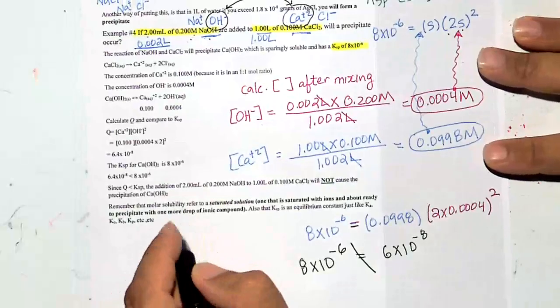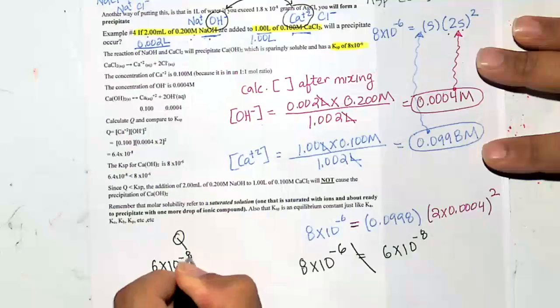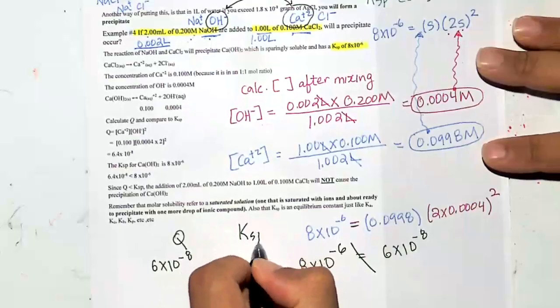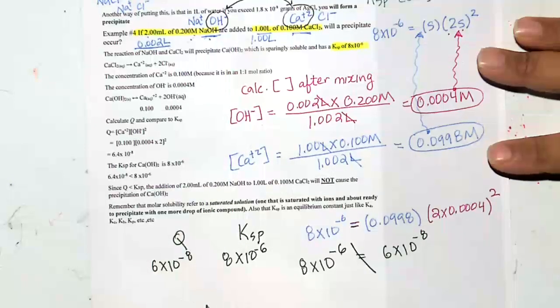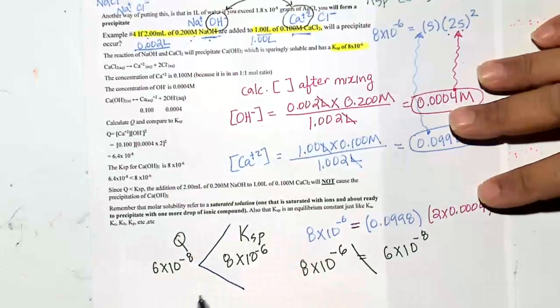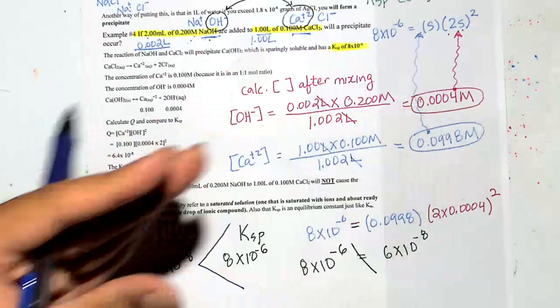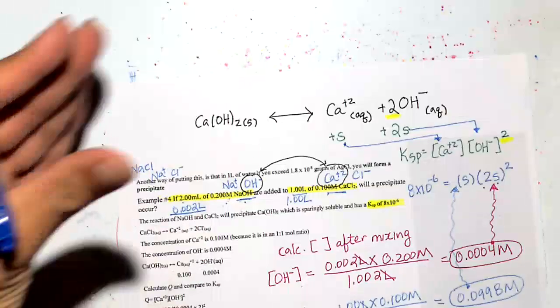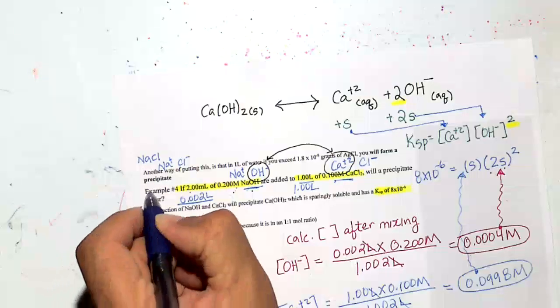Okay, so in this case, let's compare Q and Ksp. Q is 6 times 10 to the minus 8. Okay, I want you to put Q first. And Ksp is 8 times 10 to the minus 6. Okay, so which is bigger? 8 times 10 to the minus 6 is bigger than 6 times 10 to the minus 8. It's about 100-fold bigger. So which way do the alligator jaws point? To the right. So will we get a precipitate here? Yes or no? No. Okay, so the correct answer here is no.